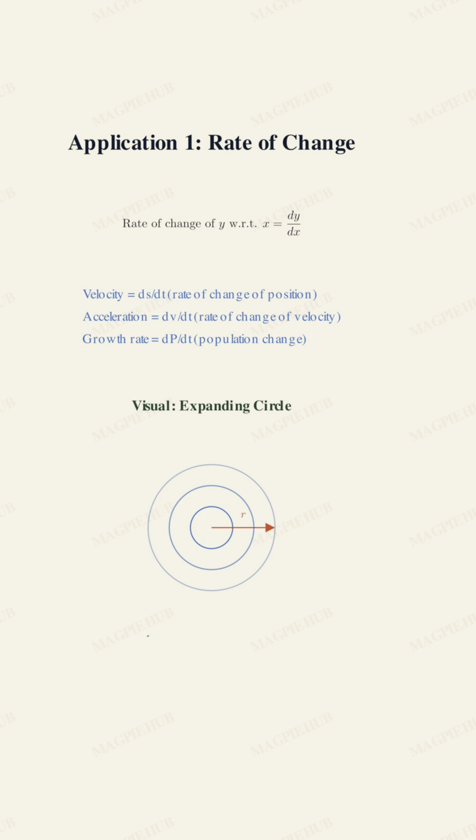Visual example, consider a circle whose radius is expanding. The area A equals pi r squared. How fast does the area change as the radius increases? dA/dr equals 2 pi r. So as the radius grows, the area increases faster and faster, the rate of change itself grows.